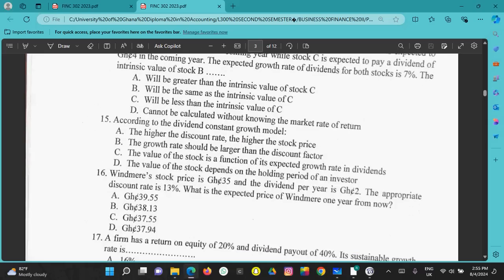According to the dividend constant growth model, the higher the discount rate, the higher the stock price. The growth rate should be larger than the discount rate. The value of the stock is a function of its expected growth rate in dividend. The value of the stock depends on the holdings of an investor. So for question 15, the answer is C.